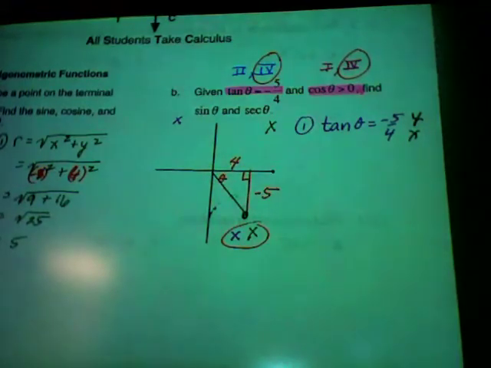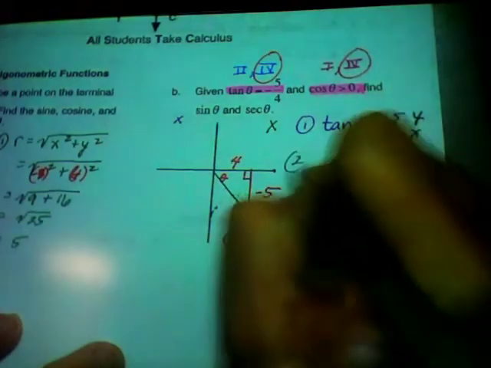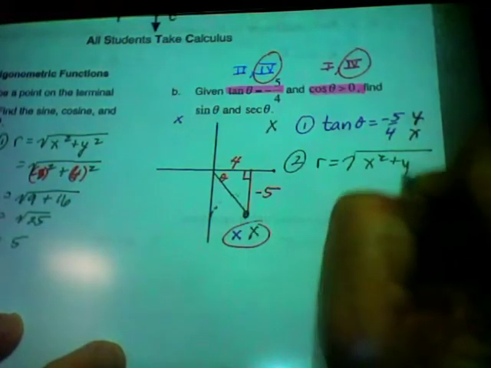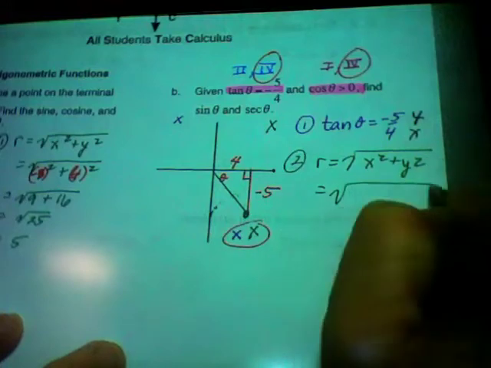So then, what do I need to find? My radius. So I'm going to use radius is equal to the square root of x squared plus y squared. So you go ahead and find that.